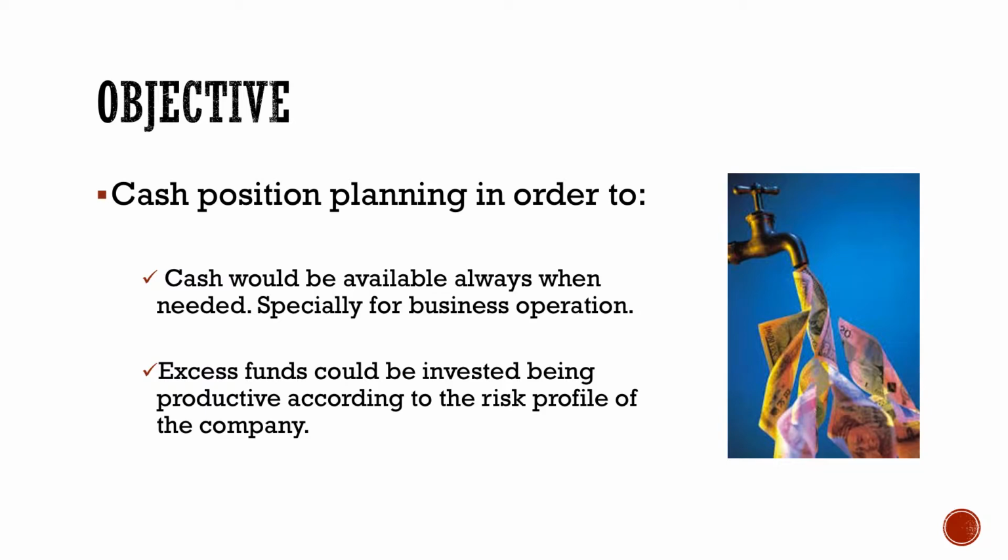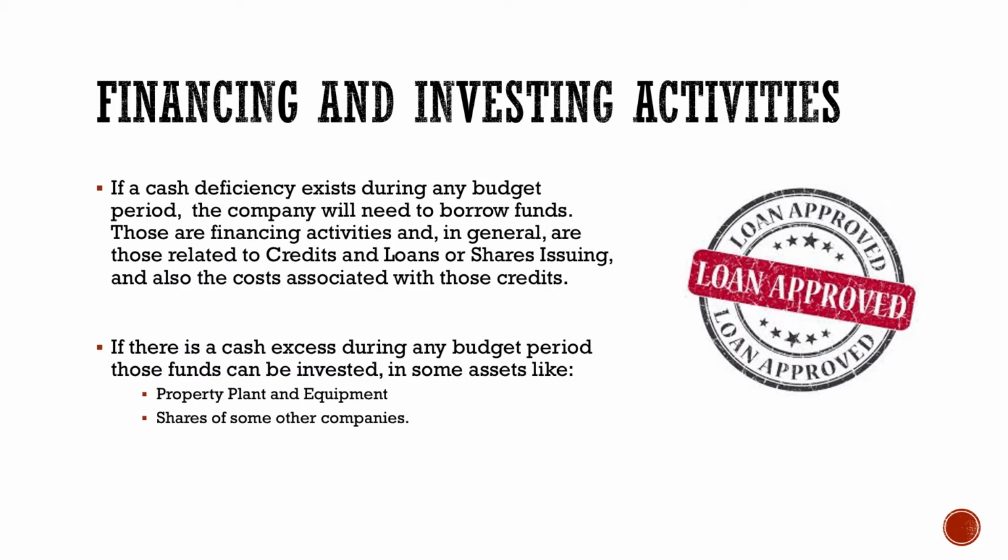Another idea is that if you have an excess, that excess could be invested to be productive, according to the risk profile of the company. You may decide to buy shares of a new company in the market, invest in a new subsidiary, or move toward a new product line. So you will decide if you have an excess. What are the financing and investing activities? Well, if a cash deficiency exists during any budget period, the company will need to borrow funds. Those are financing activities, and in general they are those related to credits and loans or share issuing, and also the costs associated with those credits.